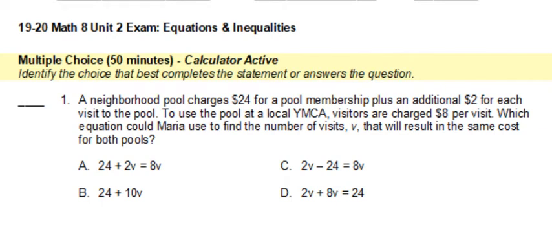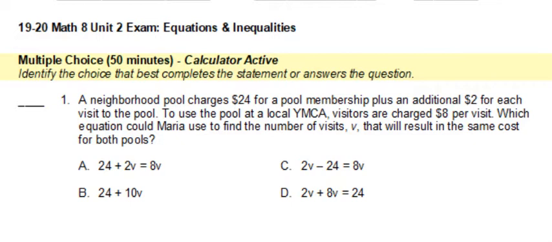This is your Unit 2 exam for equations and inequalities. Multiple choice. You will have 50 minutes and you may use your calculator during this time. Identify the choice that best completes the statement or answers the question.